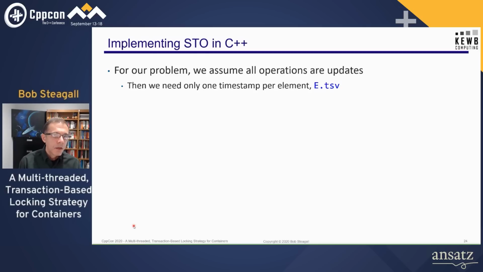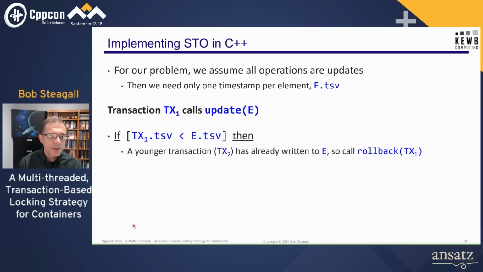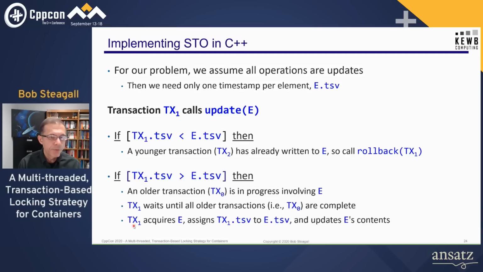In our case, we only have to worry about writes because that's part of the problem here. All of the changes to the container are update operations. So we only need one timestamp per element. So in this case, every operation that we want to perform is an update. So when our transaction calls update, if a younger transaction has already written to the element, we roll back. And as before, if an older transaction has written to it, it might be in progress. We wait for the older transaction to complete. We acquire E, we assign our timestamp to E's timestamp, and we update E and go on.